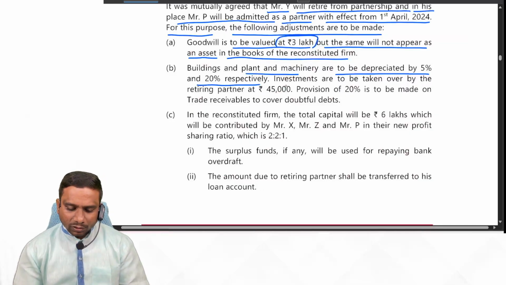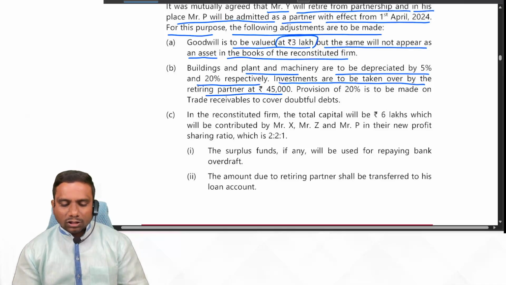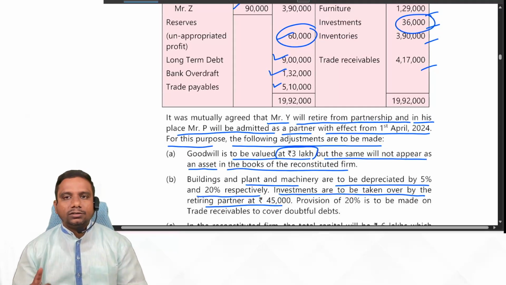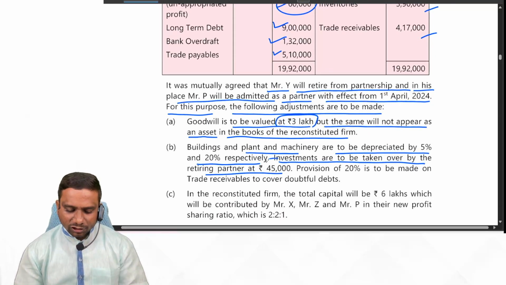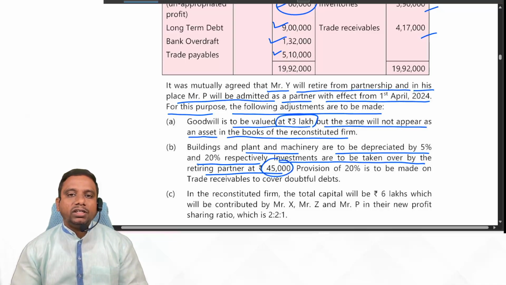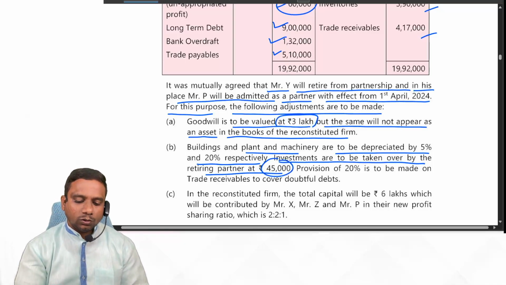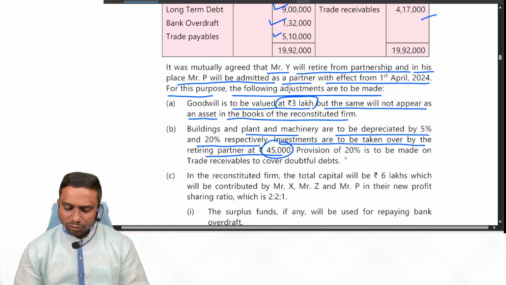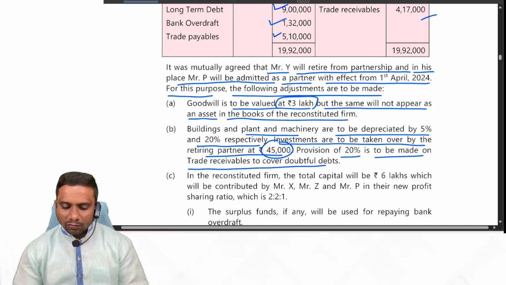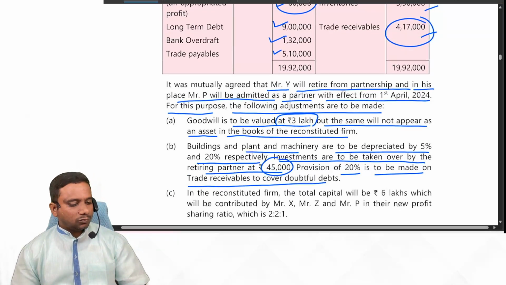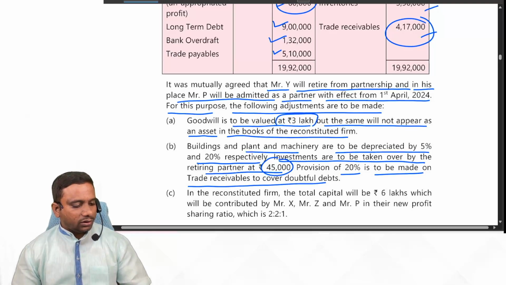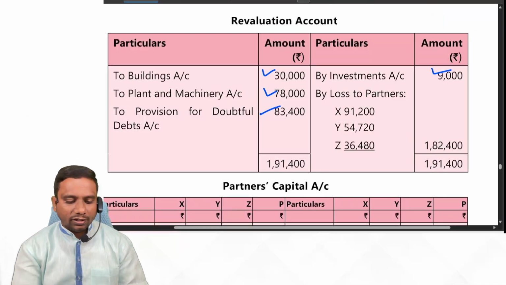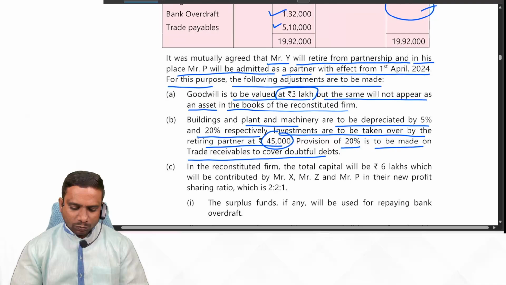Next one. Investments are to be taken over by the retiring partner at 45,000. Actually the investment value is 36,000, but the partner is taking these investments at 45,000. So what is the profit here? 9,000 rupees is the profit. That profit is transferred to the revaluation account. Next one. Provision of 20% is to be made on trade receivables to cover doubtful debts. Trade receivables of 4 lakh 17,000 into 20%, so 83,400 we have to create as provision. So revaluation account debit 83,400. That's it. Apart from this, there is no adjustment for revaluation.